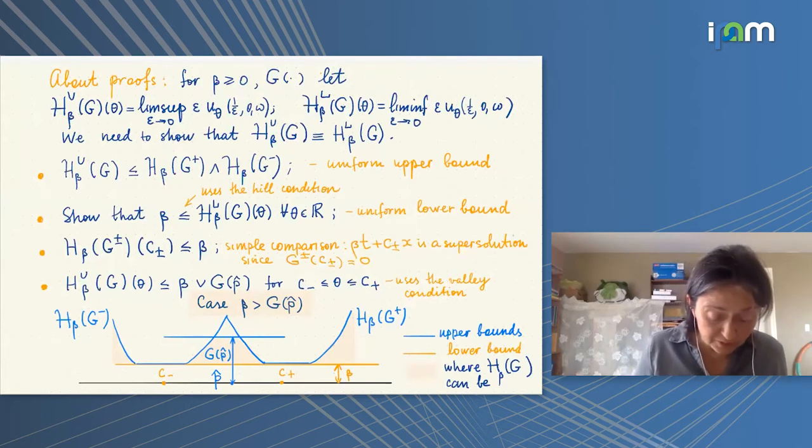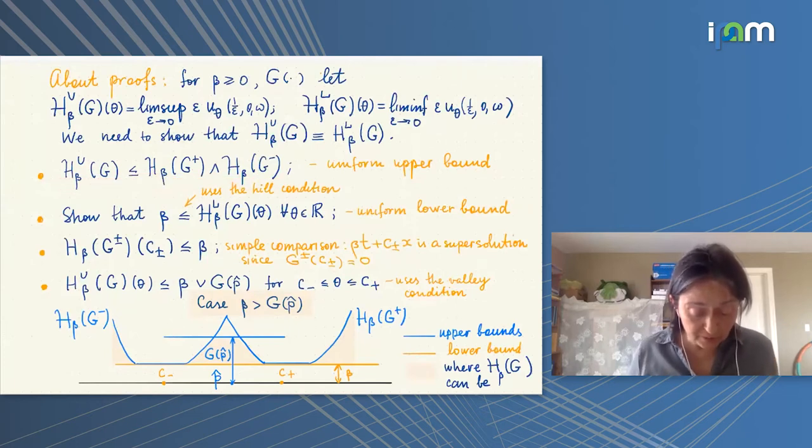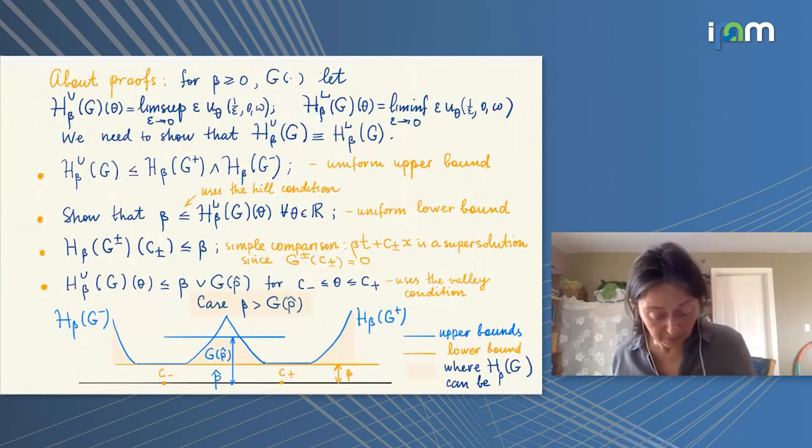So the first observation is completely simple. Since G plus is above G and G minus is above G, the upper bound we are looking at is less or equal than the minimum of H beta of G plus and H beta of G minus. So this gives us an easy uniform upper bound.